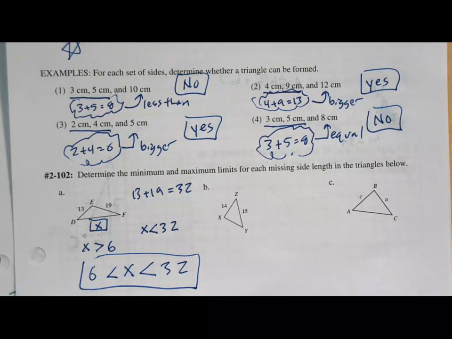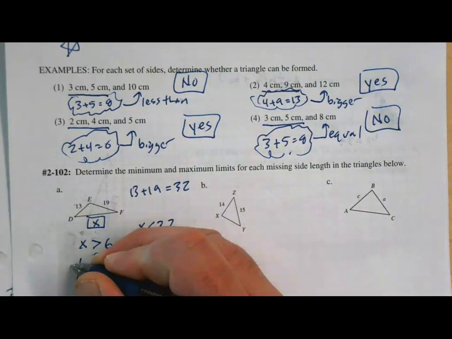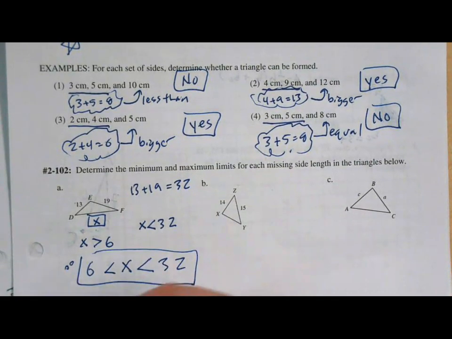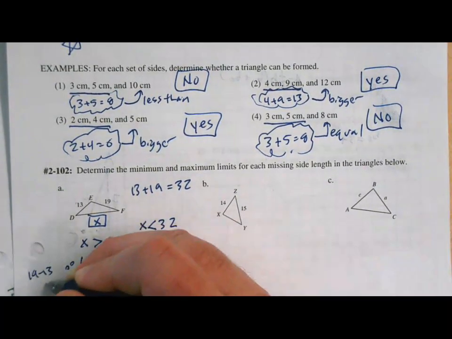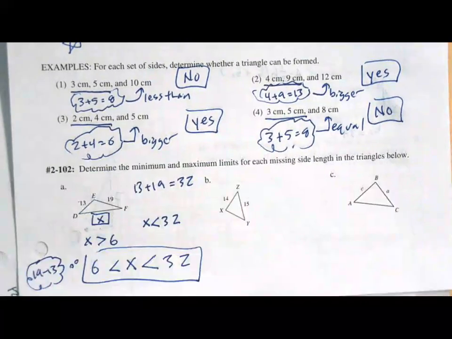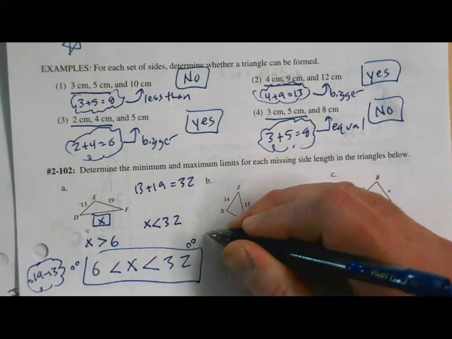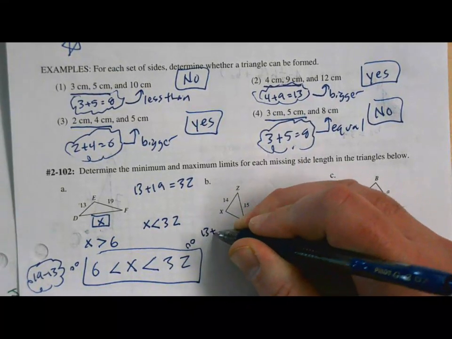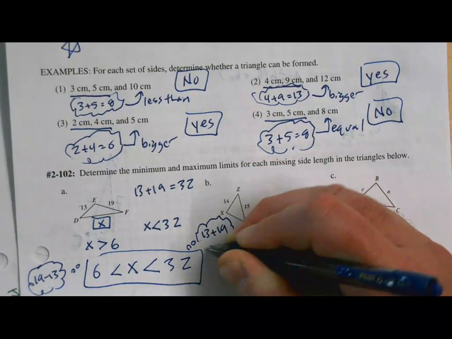And how do we get those two numbers? We got the 32 by adding the 13 and 19. Where did the 6 come from again? We subtracted them. Yeah, so the 6 came from doing 19 minus 13. There's my little thought bubble for the 6. And the 32 came from 13 plus 19. There's my little thought bubble there.